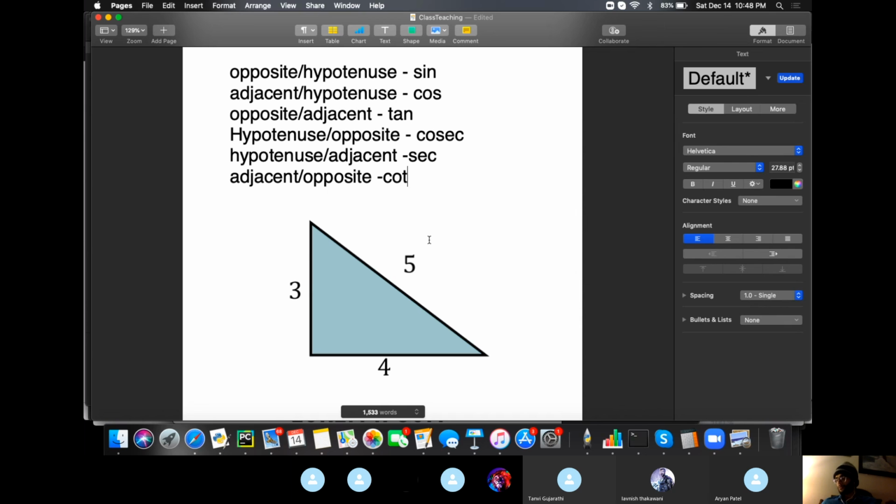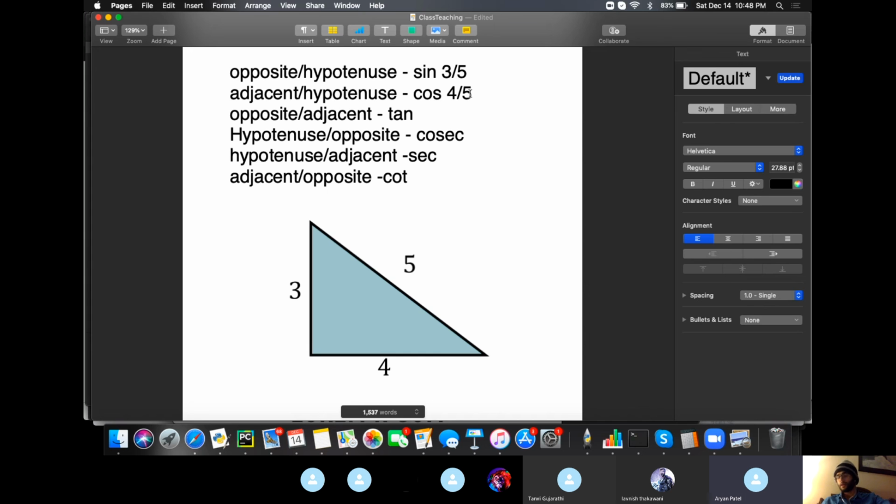Okay, now I want somebody to start revealing the answer. Okay, let's start with Aryan. Aryan, can you turn on your microphone and tell me the value for sine and cos? Only sine and cos. Yes, sir. Sine will be 3 divided by 5. Very good. And cos will be 4 divided by 5. Very good.